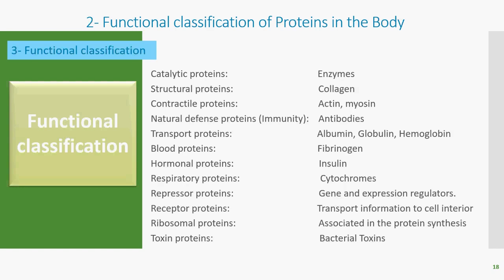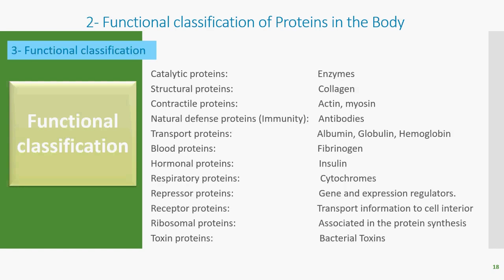The blood proteins, these are the clotting factors. The fibrinogen is an example, and most of the clotting factors are types of proteins which are synthesized mainly in the liver. The hormonal proteins, an example of this is insulin, or the respiratory proteins, the cytochrome group, which can be cytochrome C, cytochrome B, P450, and so on. Also, the repressor proteins, these are the gene expression regulators of the genetic code and the genetic process of the regulation of the protein synthesis.